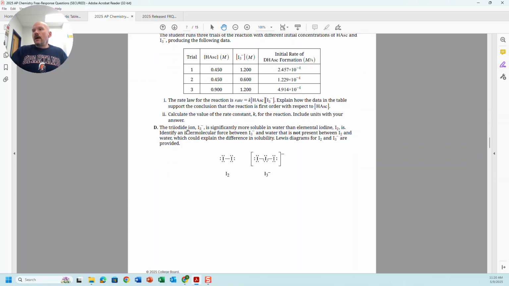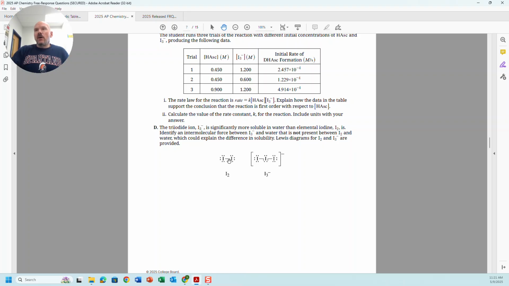And then here it says this ion is significantly more soluble in water than just pure iodine. And they want us to give an intermolecular force that's happening between this ion and water that doesn't happen between this molecule, I2, in water. Basically, it's just ion dipole interactions for this thing, and this thing doesn't have ion dipole interactions because it's not an ion. This is a nonpolar molecule, so all it has is London dispersion forces.